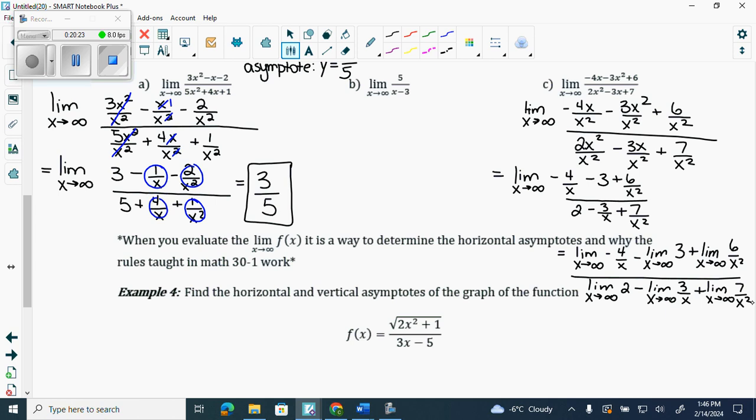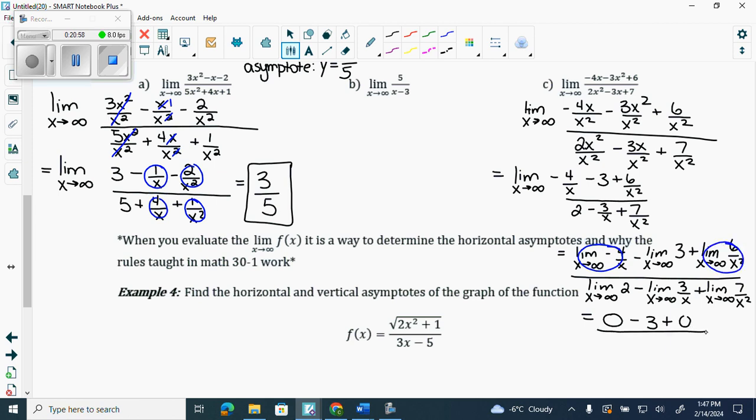Now I told you, and it only works with infinity or negative infinity, if I have a number over x or a number over x squared or a number over x cubed, those will turn to 0. We proved it above. Yes? So the limit as x approaches infinity of negative 4 over x becomes 0, right? Minus the limit as x approaches infinity of 3. So I get 0 minus 3. The limit of a constant is just itself. So minus 3. Then this is the limit of 6 over x squared. As I approach infinity, that becomes 0 as well.